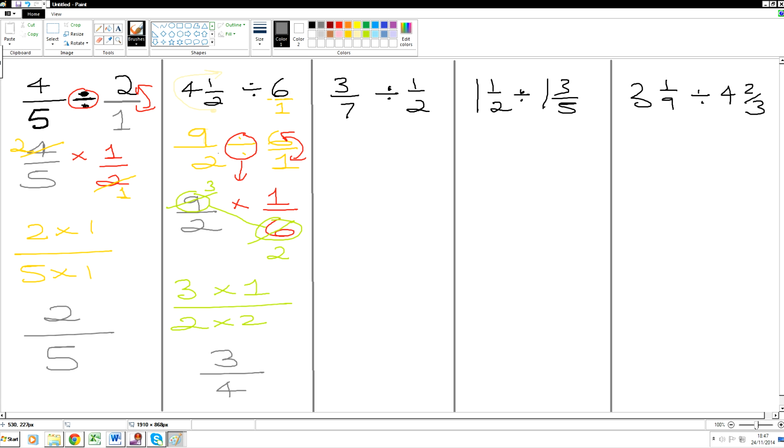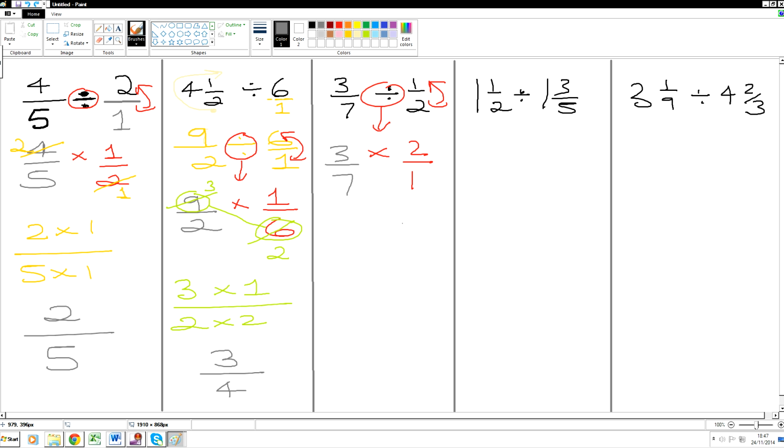Okay, next question. So we got 3/7 divided by a half. So there's nothing to convert from mixed to top heavy. So what we do straight away, we turn the divide into times. We turn the second fraction upside down. So that's 2 over 1. 3/7 stays as 3/7. Now we try to cancel diagonally on this one. Will they cancel that way? No. This way? No.